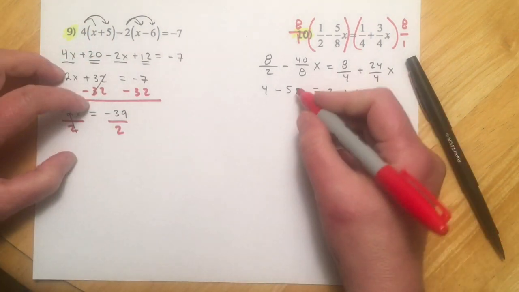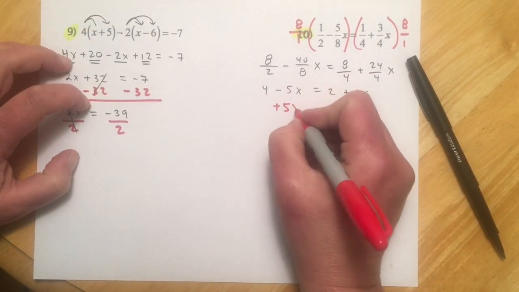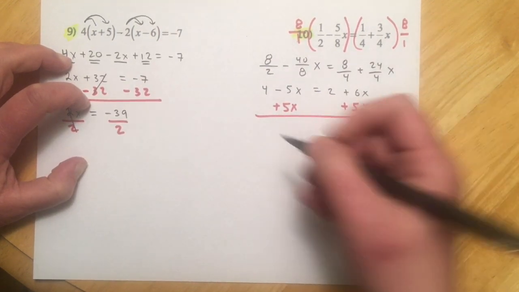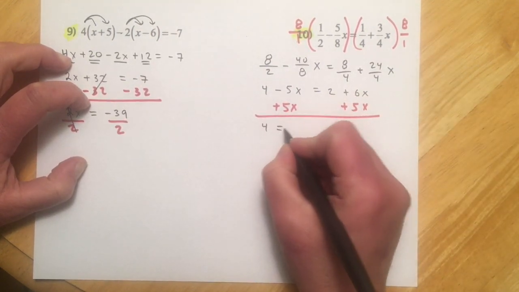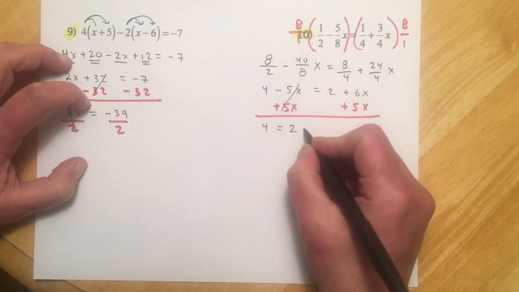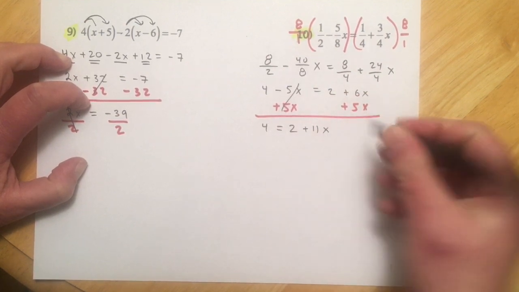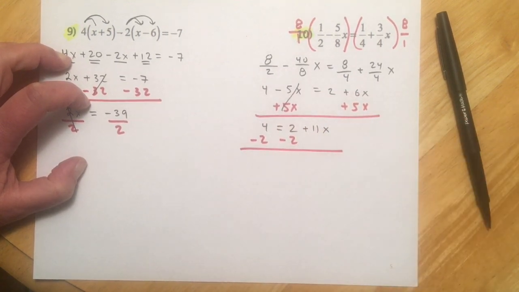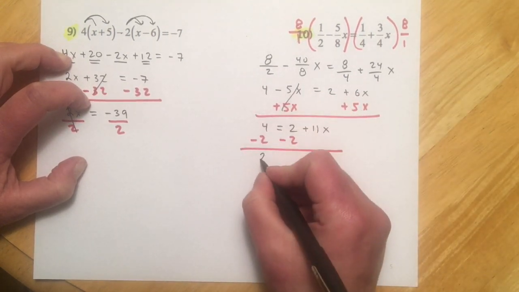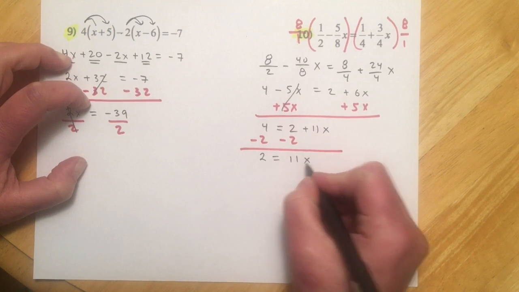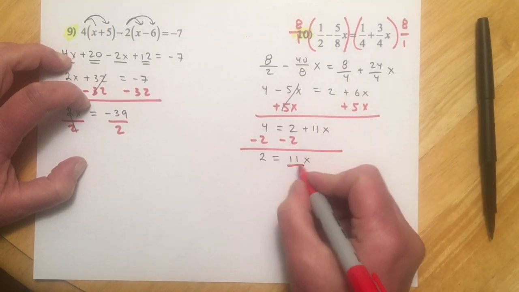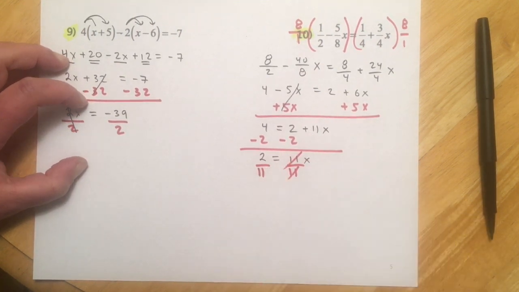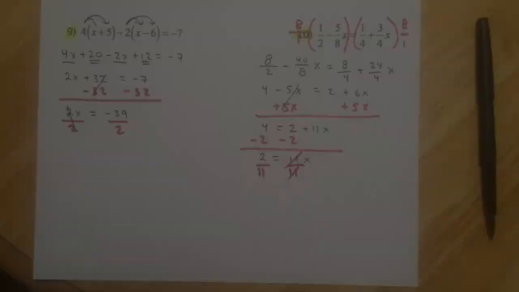So I'm just going to bring this 5 over. I got 4 equals, cancels, 2 plus 11x. And then I'll take the 2 over. That'll be 2 equals 11x. And then just divide out that 11. And so x equals 2/11.